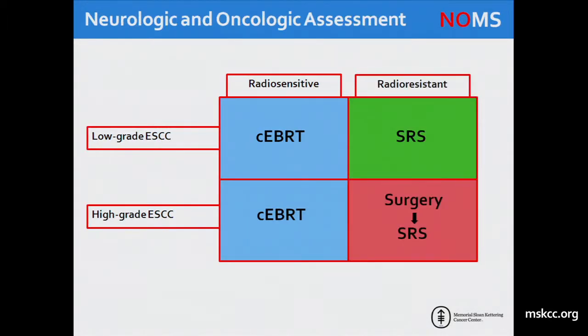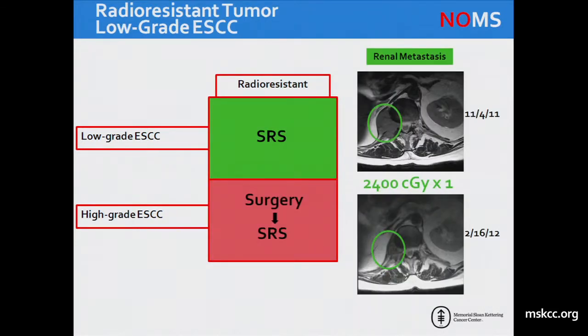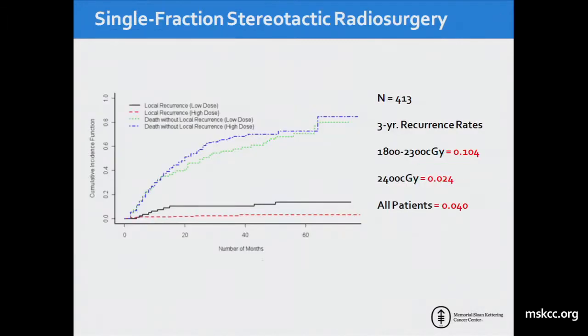On the other hand, patients with the radioresistant tumors will not respond well to conventional radiation, and these are the patients that need stereotactic radiosurgery for tumor control. Here's an example of somebody who's able to undergo stereotactic radiosurgery in the upfront setting. This is somebody with low-grade ESCC, so no cord compression, secondary to a radioresistant tumor. And this is a renal cell metastasis after 24-gray single fraction treatment. The tumor shrunk completely, and we've been following this patient radiographically, and the patient never needed surgery.